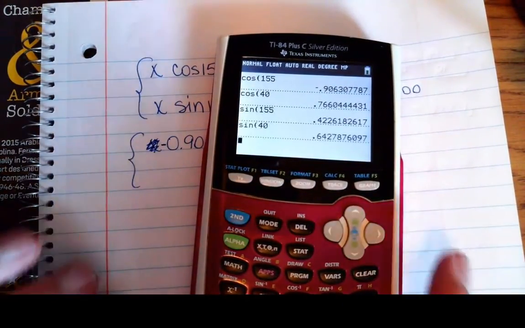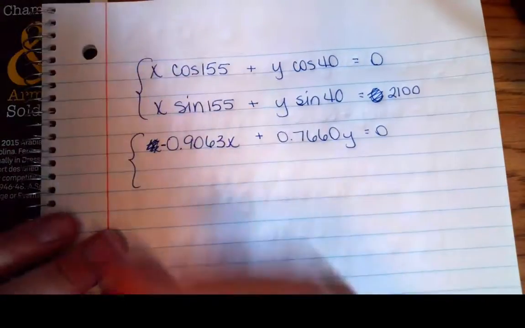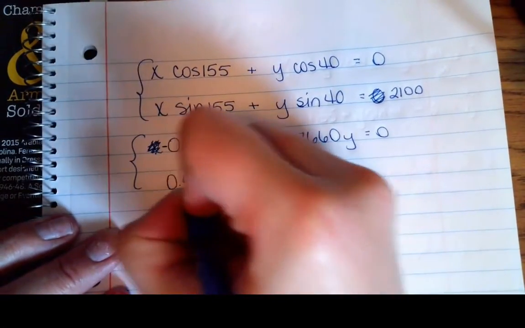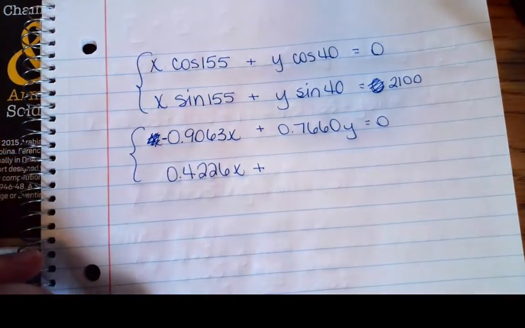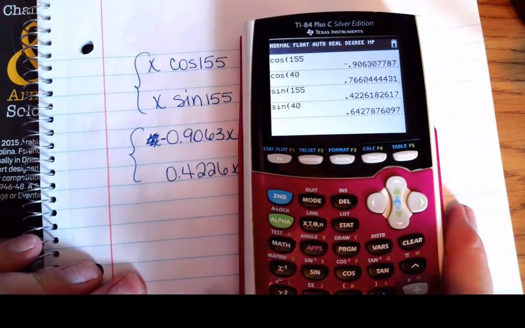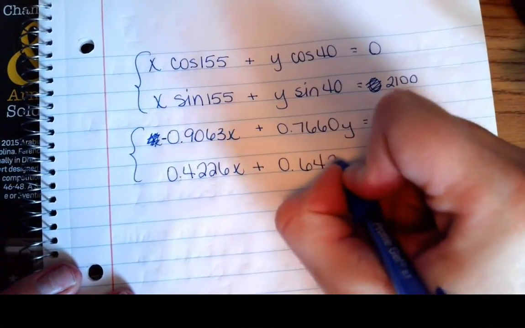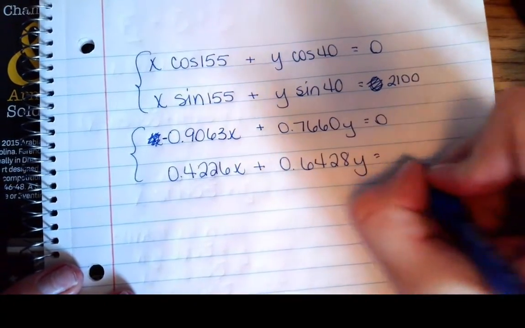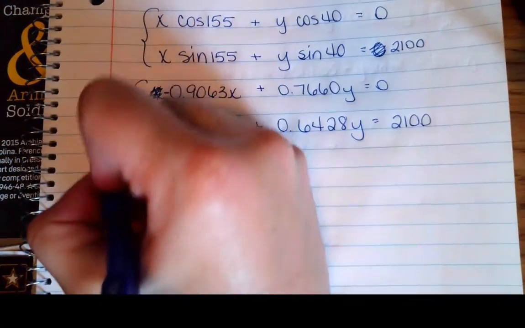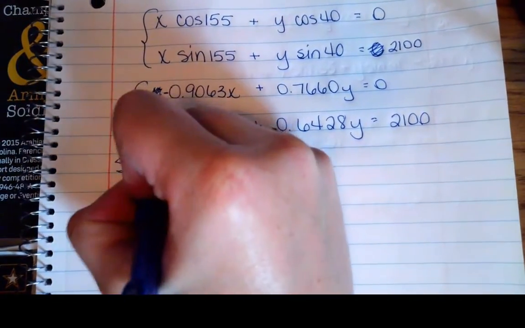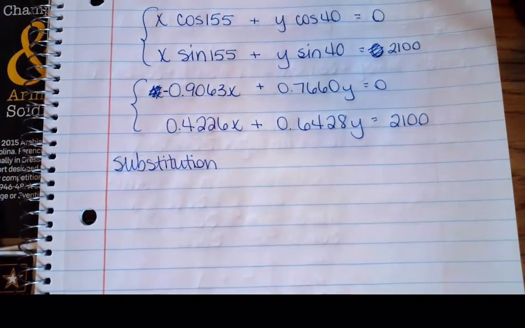And then my second row, I need the sine of 155, and I need the sine of 40. And so this term will become 0.4226. So I've got 0.4226x plus, and then y times the sine of 40 will be 0.6428. So 0.6428y will equal 2100. All right, so what I'm going to do from here is use substitution. Just fair warning, if you use the matrix feature on your calculator, there'll be a rounding error.